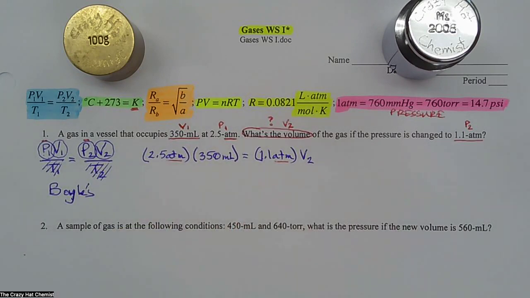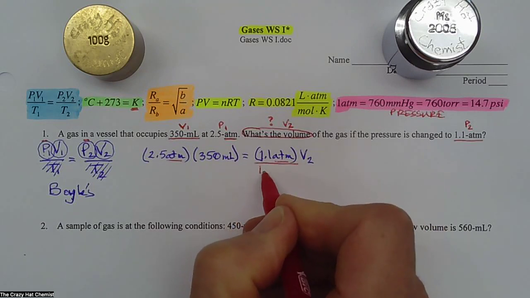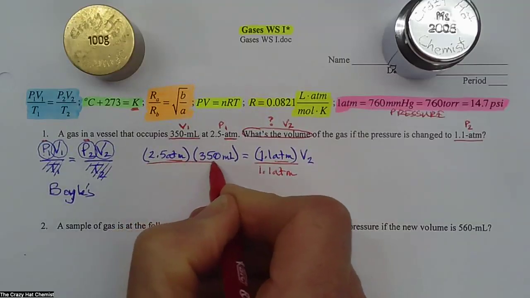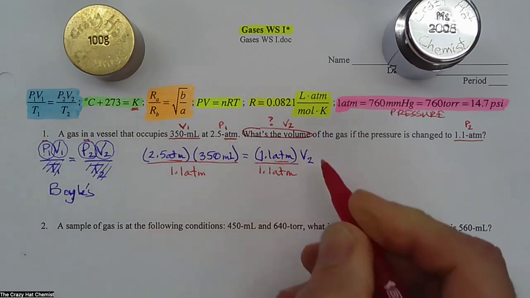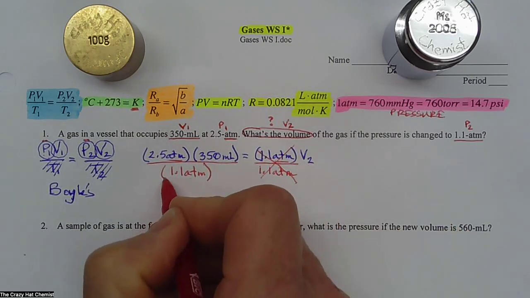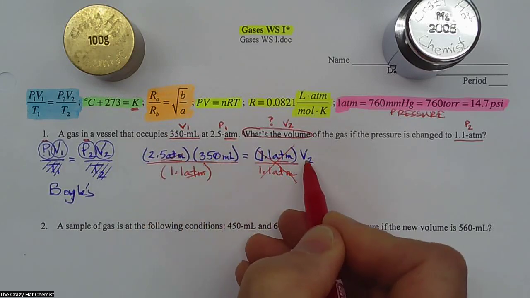Okay, what we're going to do is simplify this and solve for V2. How we do that is we divide both sides by 1.1 atm. Divide both sides by 1.1 atm. Perfect, just like that. That will cancel this out here. And then what we will see is that the atmospheres cancels out and we're left with milliliters, which is a volume.